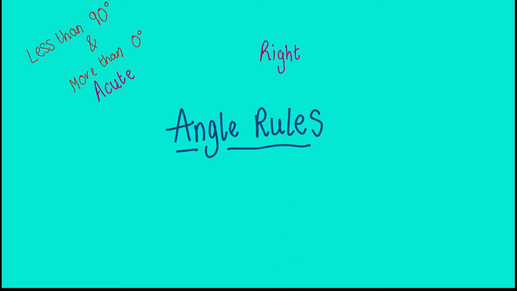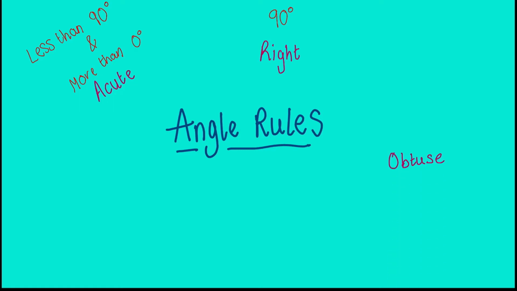Now we've got a right angle. Now a right angle is a little different because we don't say a right angle is less than something and more than something. A right angle is just one size. It has to be one specific size. How many degrees is a right angle? Yes, it is 90 degrees. So it can't be 91 or 89. It has to be 90 degrees.